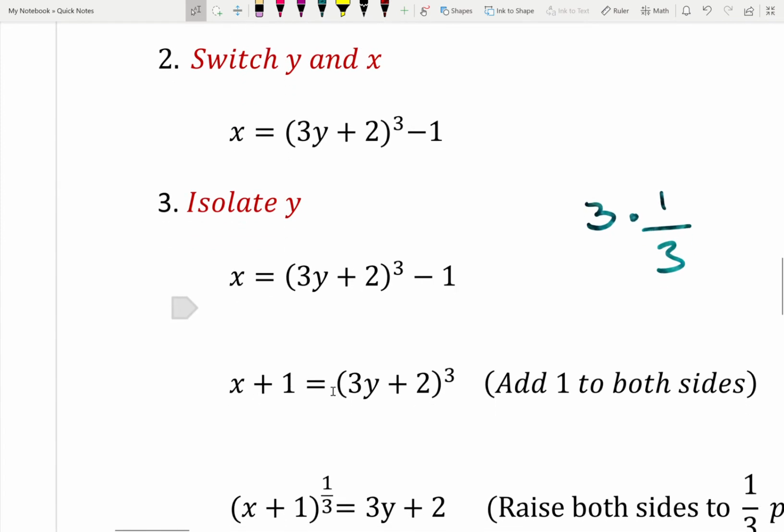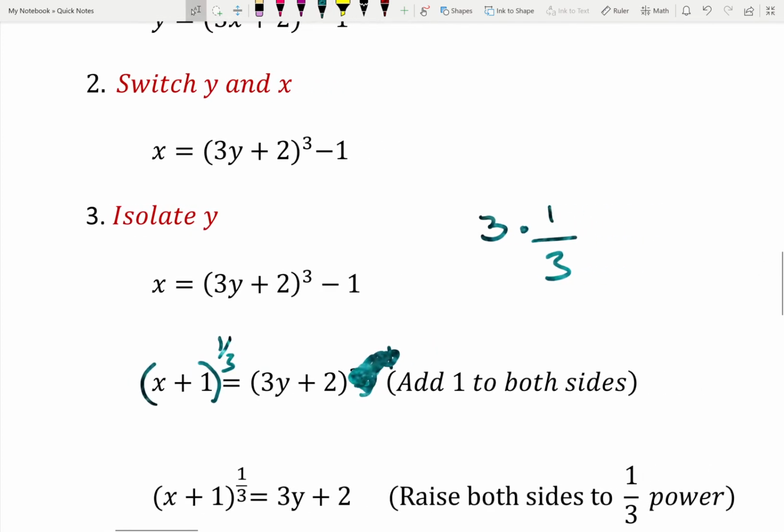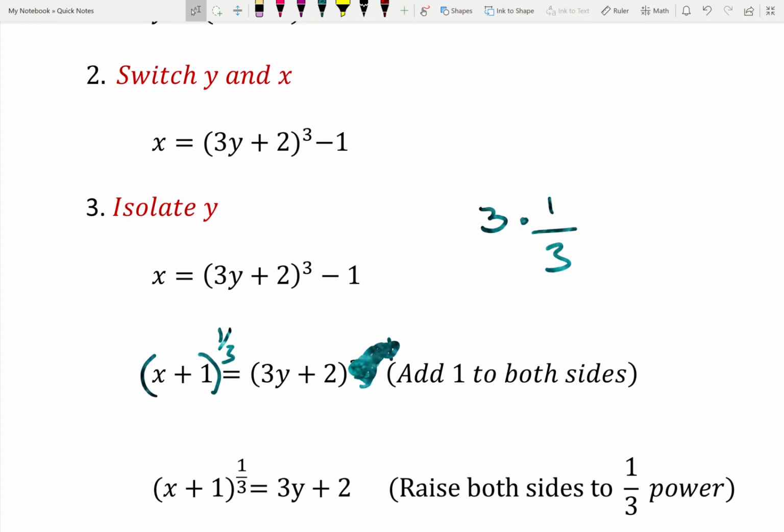If I raise both sides to 1 over 3, then on the right-hand exponent, I get 3 divided by 3, which is just 1. So if I have (3y plus 2) to the first power, that's the same as saying there's no exponent at all, right? So like I said, I'm going to raise both sides to the 1/3 power. On the left-hand side, I have (x plus 1) to the 1 over 3. And on the right-hand side, my exponents ended up canceling out, and I got 3y plus 2.